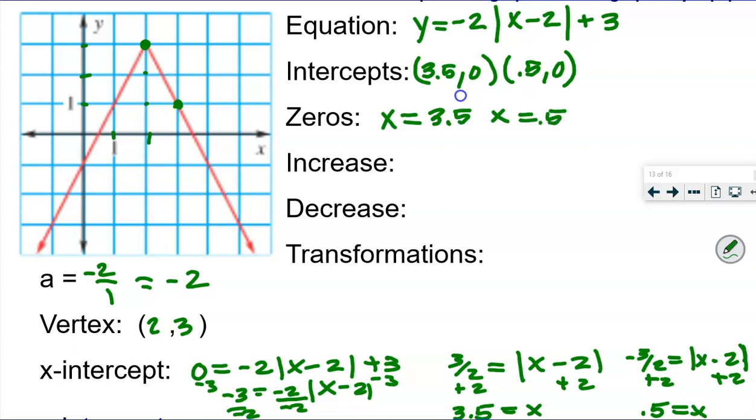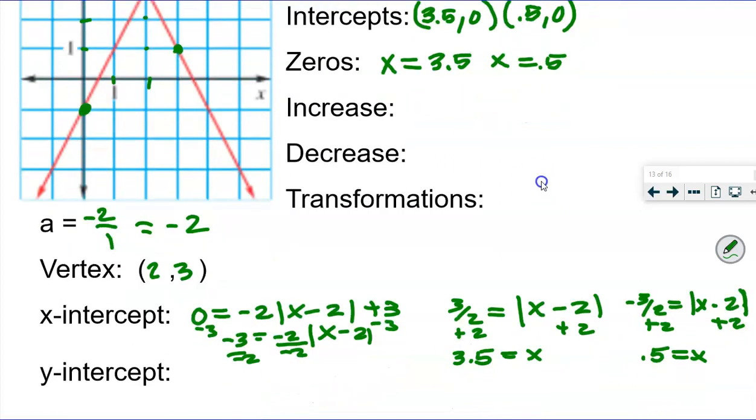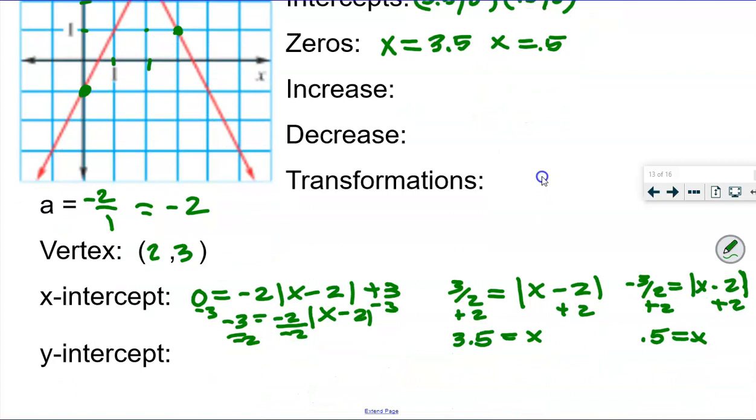Now we also have to solve for this one right here, although we can see it. I'm going to, again, show you how to do it because sometimes you won't be able to see it. So I need you guys to know how to do this. So on this one, we're going to say y equals, and we're going to put 0 in for x. That's going to be -2, and this is going to be 0 minus 2 plus 3, right?